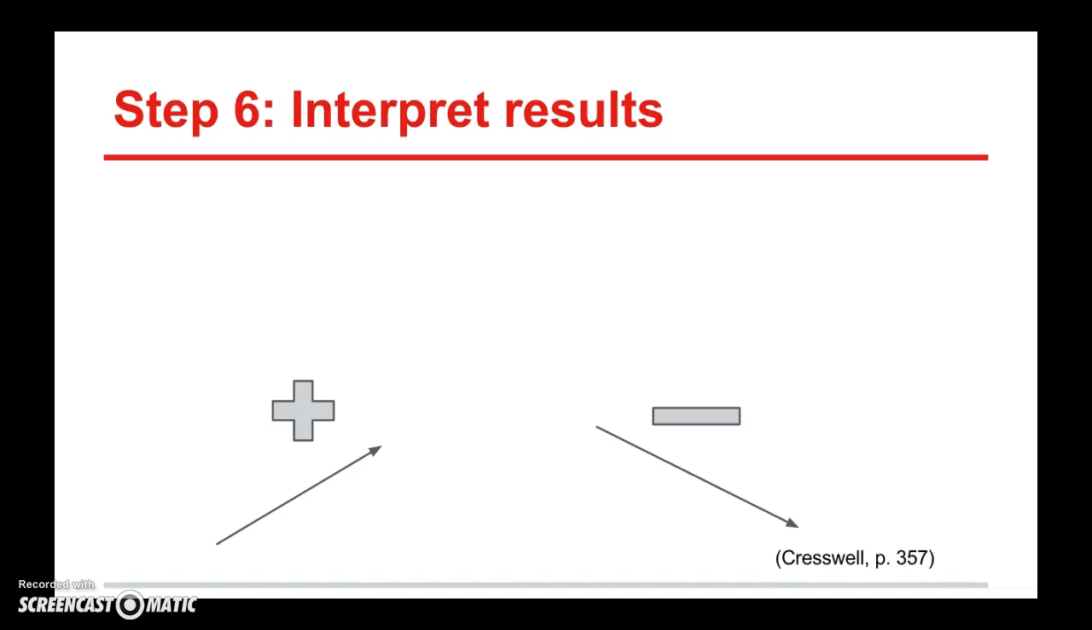And then you're going to interpret the results. Tell the people, is there a positive, like on the left, or is there a negative, like on the right? And then indicate how strong that relationship is.